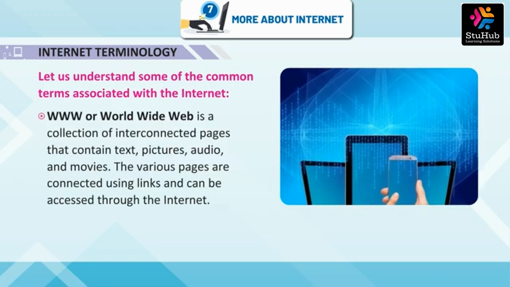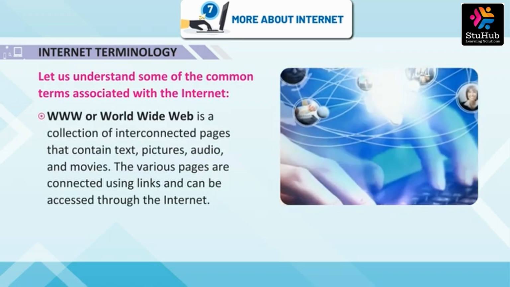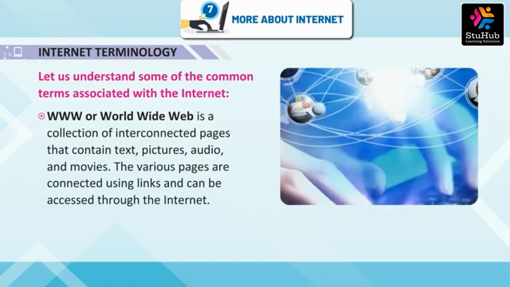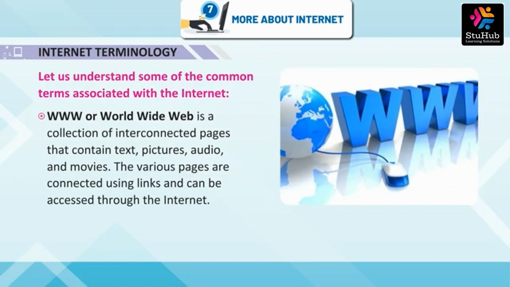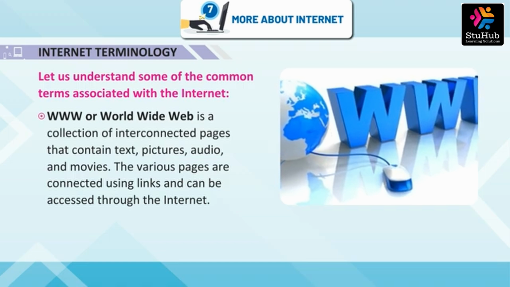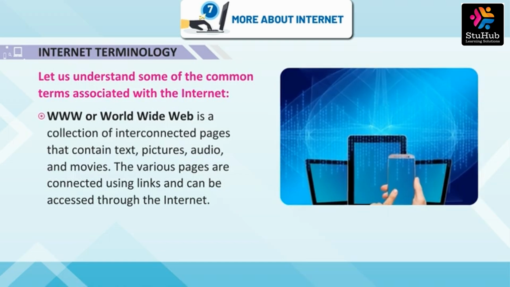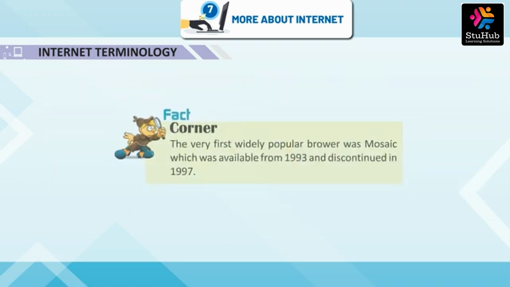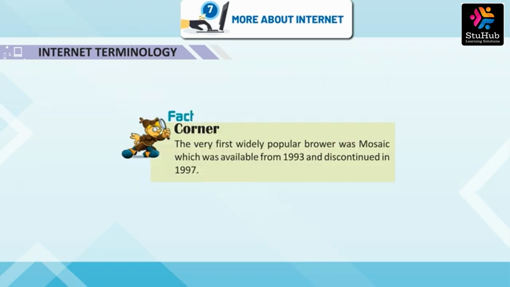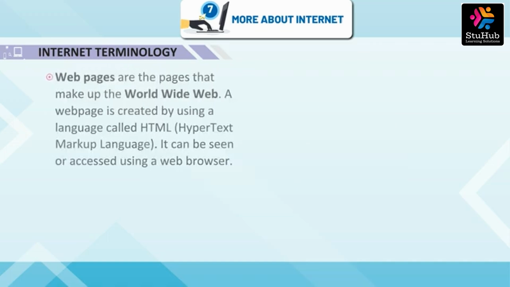WWW, or World Wide Web, is a collection of interconnected pages that contain text, pictures, audio, and movies. The various pages are connected using links and can be accessed through the Internet. Fact Corner. The very first widely popular browser was Mosaic, which was available from 1993 and discontinued in 1997.